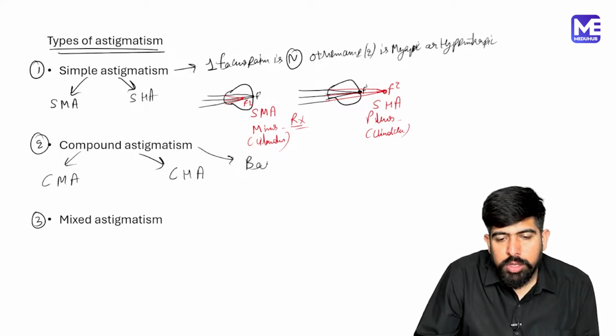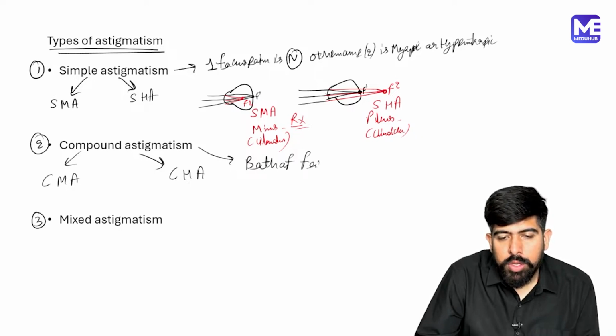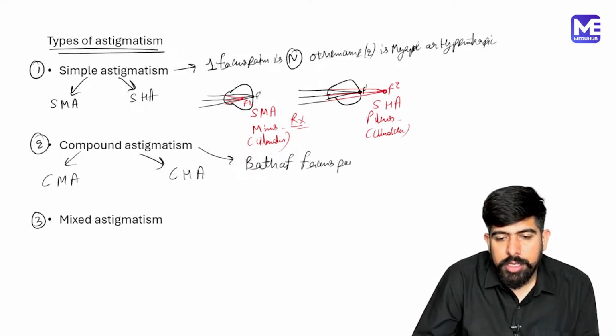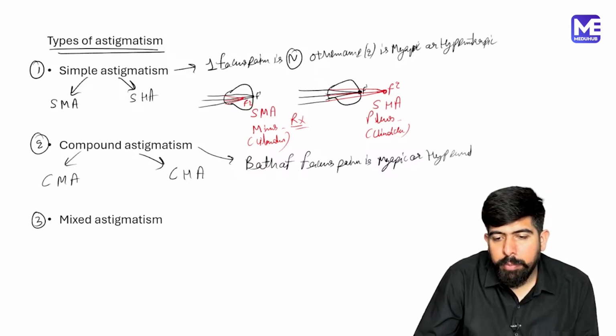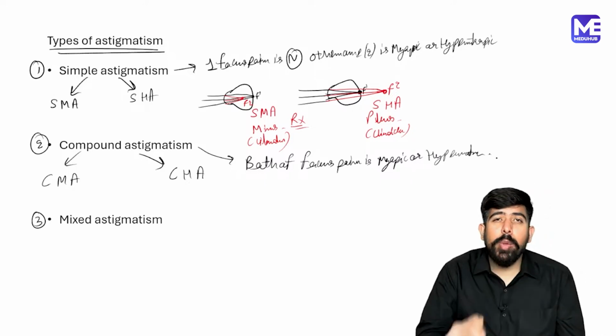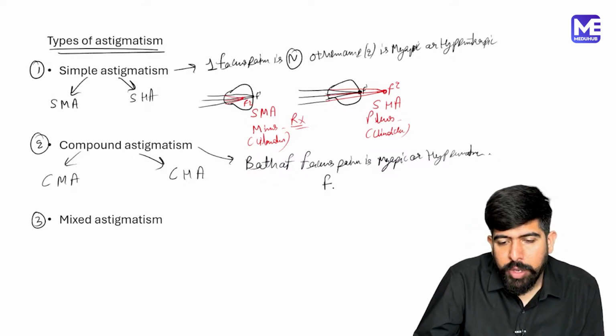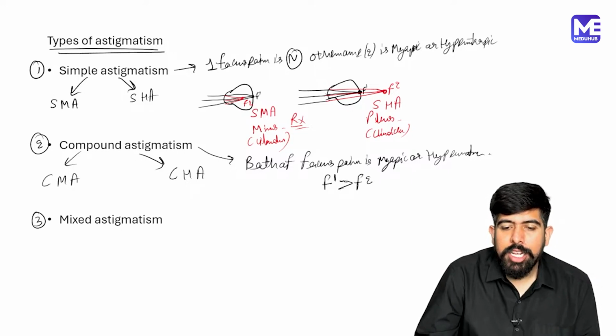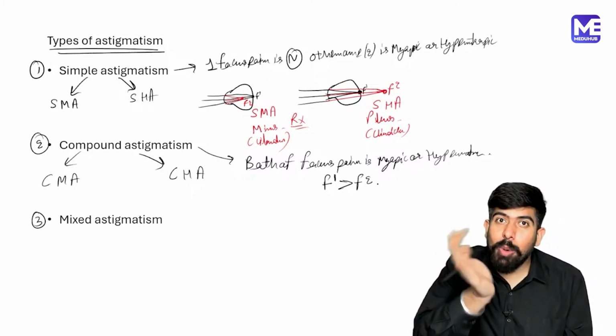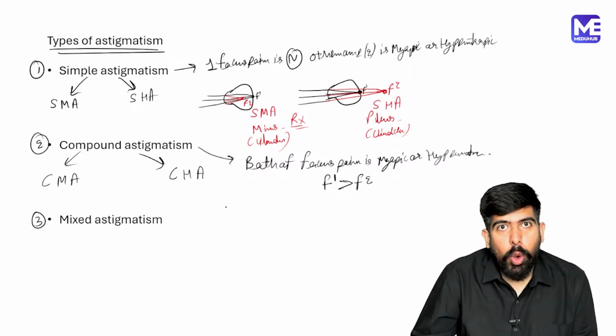Both focus points are myopic or hypermetropic. But guys, if both are in myopia, maybe it is the same? No, please remember, one focus point should be more than the other one. It means, of course, focus point 1 is more than focus point 2.